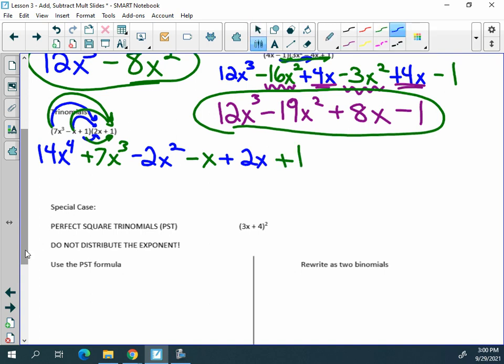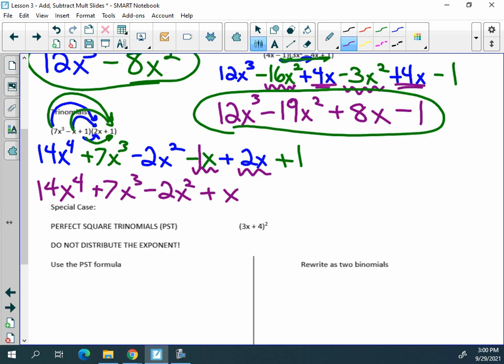You only have -x and 2x as your like terms. Everything else stays separate. So I'm just going to bring everything else down, and then really -1x plus 2x is a positive 1x, or just x. So that would be a quartic polynomial.